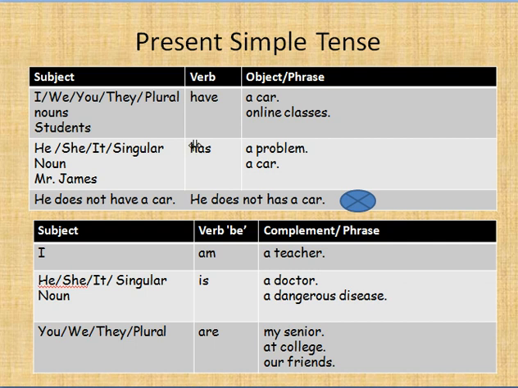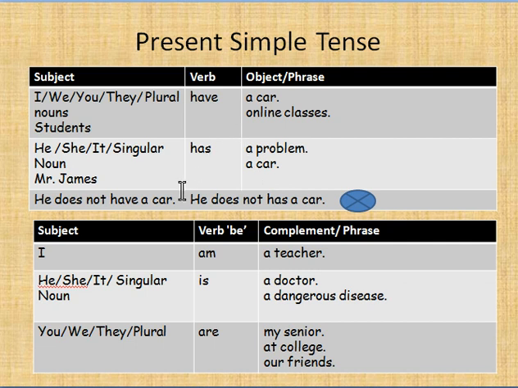There is another structure in present simple tense where we are using have or has according to the subject. If you have I, we, you, they, or plural nouns like students, we add have here in the sentence. But if you have he, she, it, or a singular noun like Mr. James, you have to add has in the sentence here. For example, I have a car. I have online classes. But for he, she, it, or a singular noun, you can say he has a problem or she has a car.